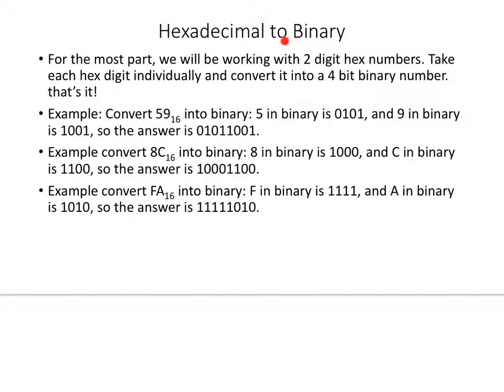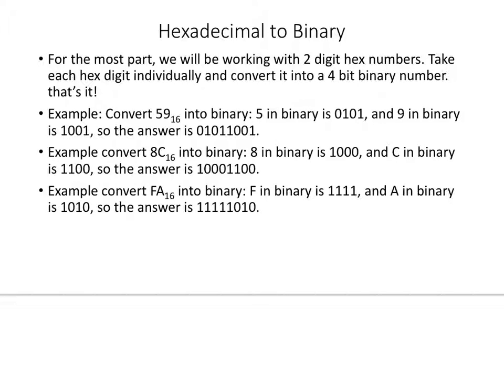Okay, so now we get to the point where you will be able to see why hexadecimal is a good shorthand for binary. To convert a hexadecimal number into a binary number, it's very simple. First of all, we're going to be working mostly with 2-digit hex numbers, but what we say here can be extended to 3 or 4 or whatever. All you have to do is take each hex digit individually and convert it directly to a 4-bit binary number, and that's it.